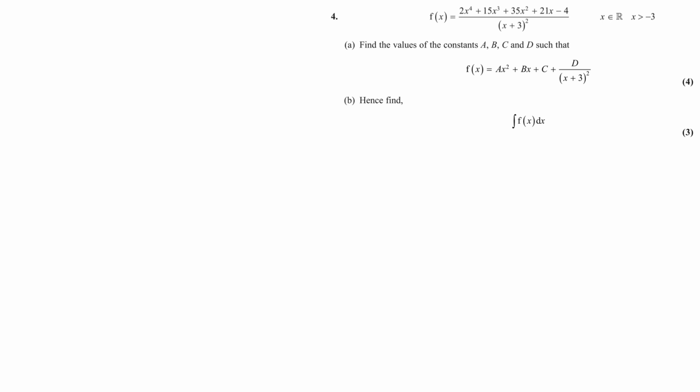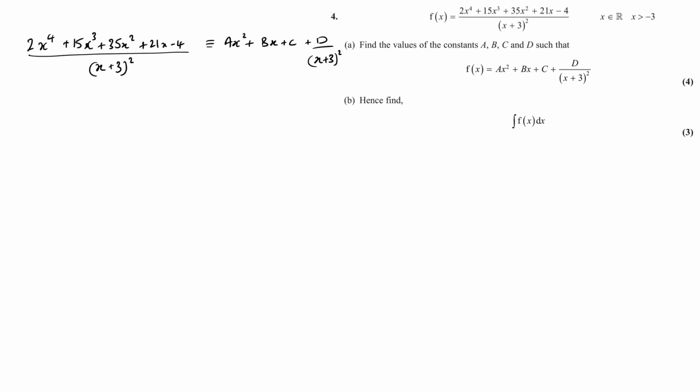Now there's a couple of ways we can do this. We could use a long division, but I prefer setting it out and doing it by inspection. So if I write this out, this is what I end up with. So there's my f of x here, and then this is obviously the format for the f of x that we want on this side.